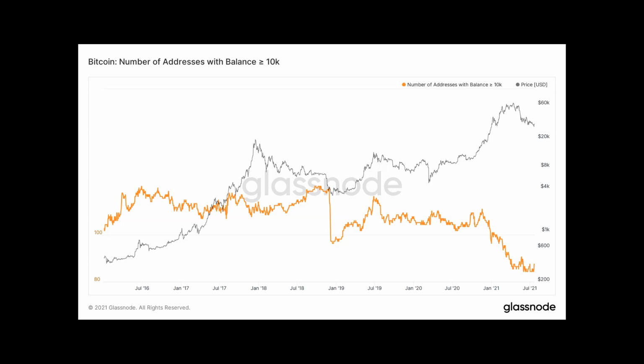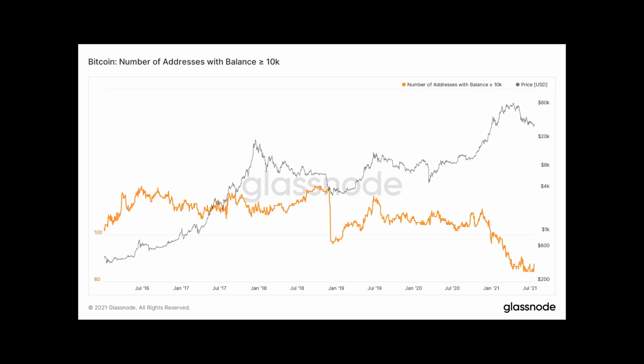Next up, there's going to be metric number 2, which is the number of addresses with a balance of 10,000 or more. Now, this is more in line with tracking the actual whales, because what this is showing us is the number of addresses that actually have 10,000 Bitcoin or more as their balance. So whenever we see this increasing, we know that there's a lot of people with very large amounts of money that are actually accumulating.